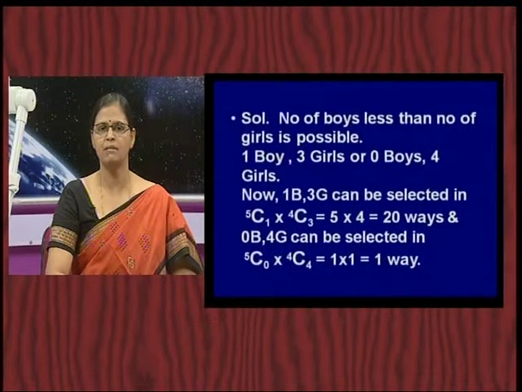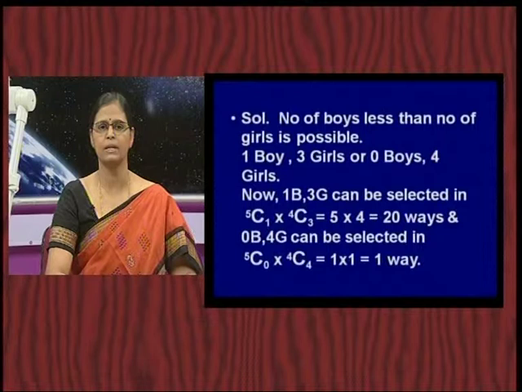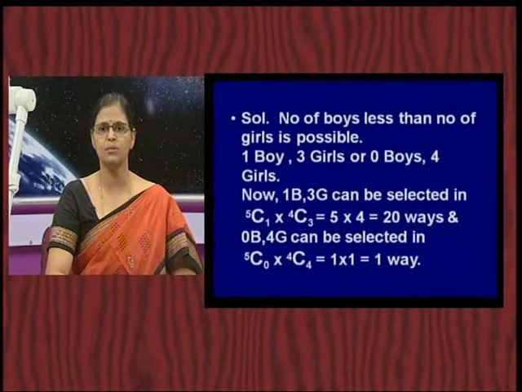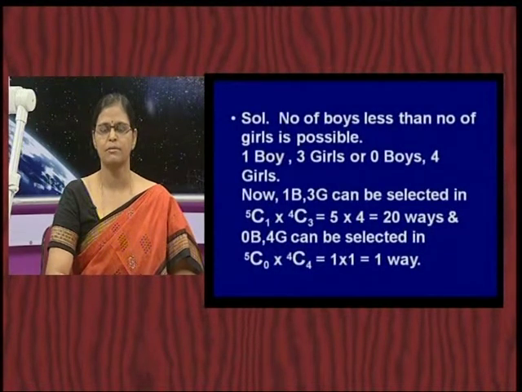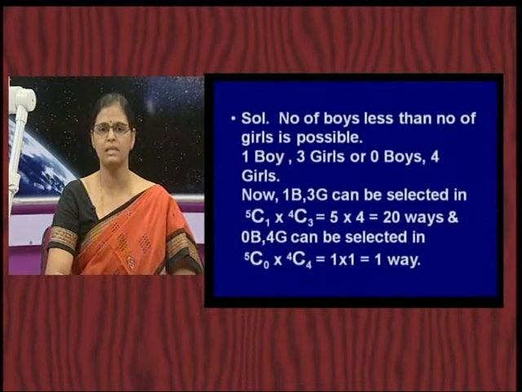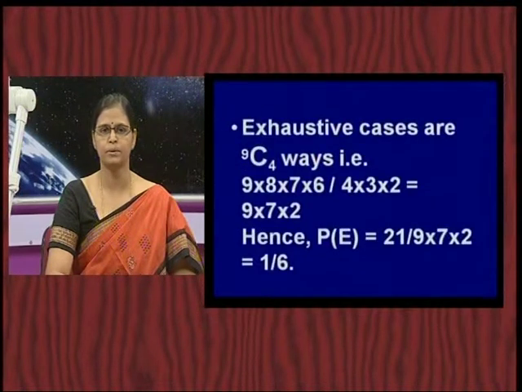Therefore, total how many ways? Is it 20 plus 1 or 20 into 1? It has to be 20 plus 1, because these are the possibilities: 1 boy 3 girls or 0 boys 4 girls. Since or is there, it has to be 20 plus 1. So, favorable cases are 21, and then what are the exhaustive cases? From the total 9 members, you need to select 4 members. In how many ways can you do this? 9C4. Therefore, your exhaustive cases will be 9C4, which is going to be the simplification of that number.